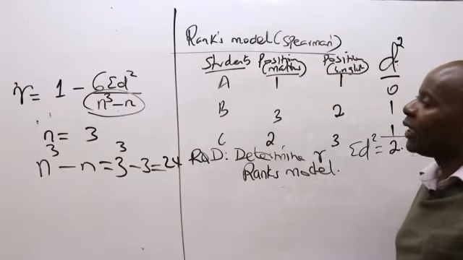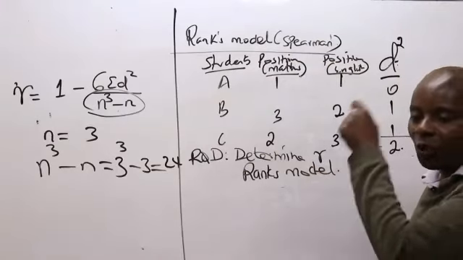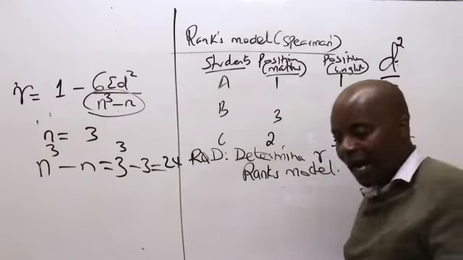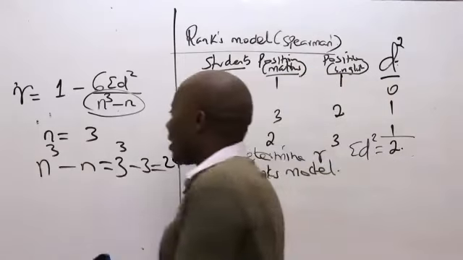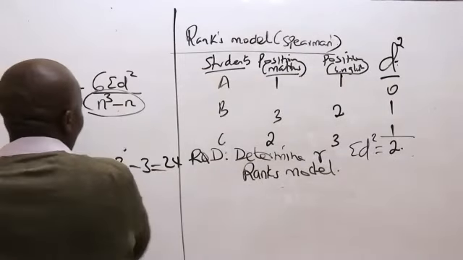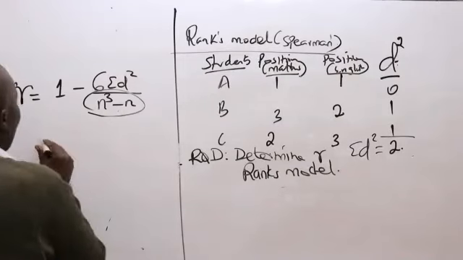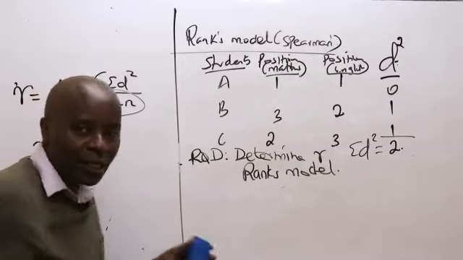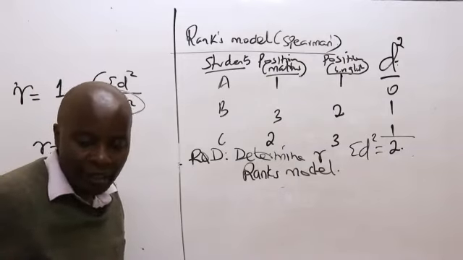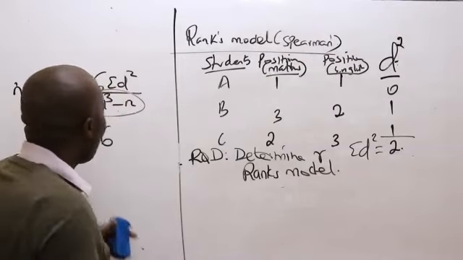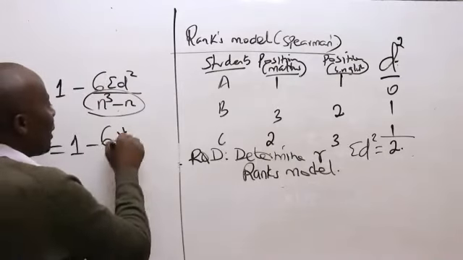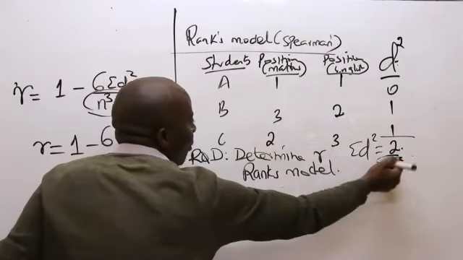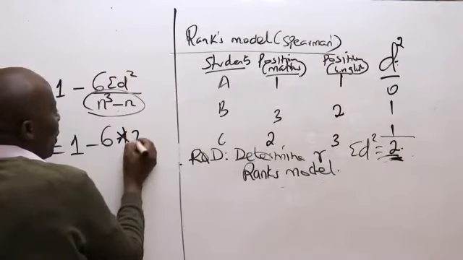Now, once I have that, I should be able to get that R by fixing the parameters that we have. So at the end of the day, we have R being equal to 1 minus 6. Don't ask me where this 6 is coming from. It's a formula which you have to cram like that. So minus 6 times the summation of d squared. Summation of d squared is 2. Don't square again because you squared individually.